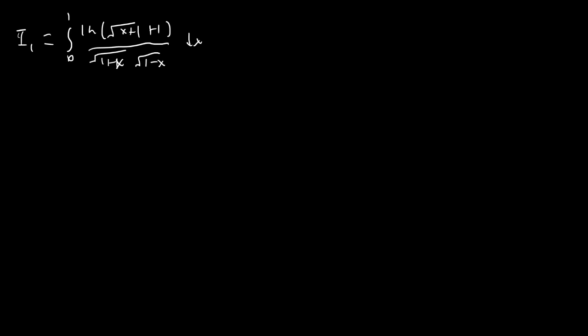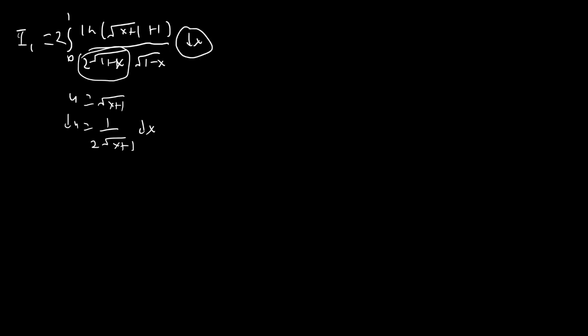And now the trick here is that we can just substitute u equals square root x plus 1, and then if we divide by 2 here and multiply by 2 here, du equals 1 over 2 square root x plus 1 dx, which is just going to be this, right? So we can go ahead and make that substitution. So I1 equals 2 integral, okay, now we have to change our bounds. They're going to be going from 1 to square root 2. We're going to have ln u plus 1 over square root 1 minus x.